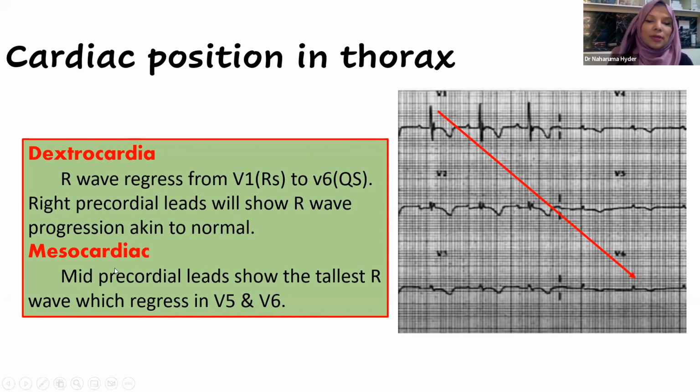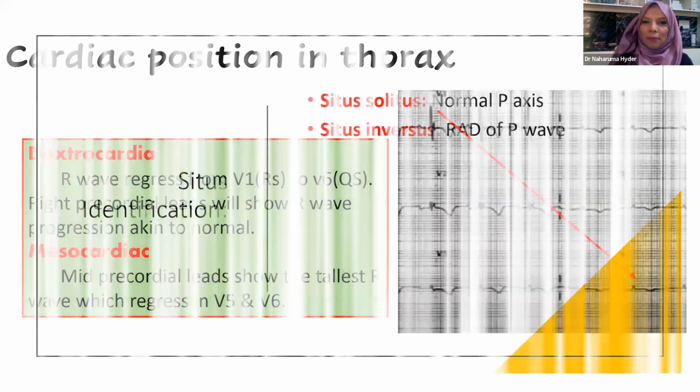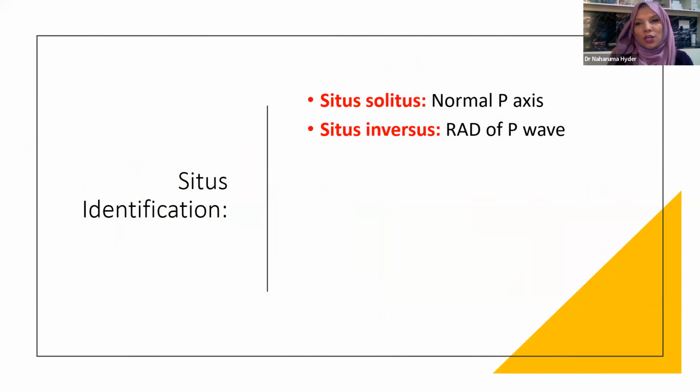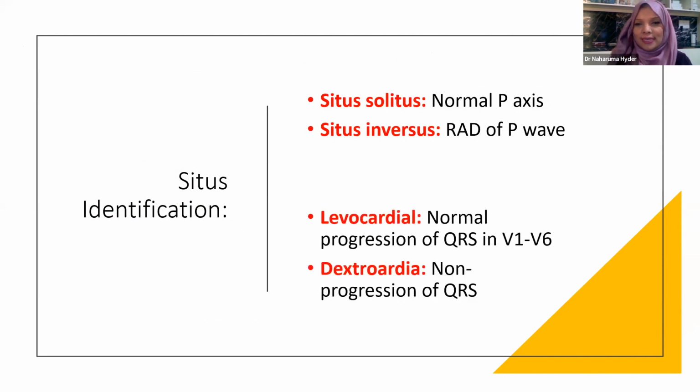And mesocardia means the base to apex is in a middle position. Here the mid precordial lead shows the tallest R wave, which regresses in V5 and V6. Now if we summarize: a normal P axis tells us situs solitus, and a right axis of the P wave indicates situs inversus. Levocardia shows normal progression of the QRS from V1 to V6, and dextrocardia shows non-progression of the QRS.